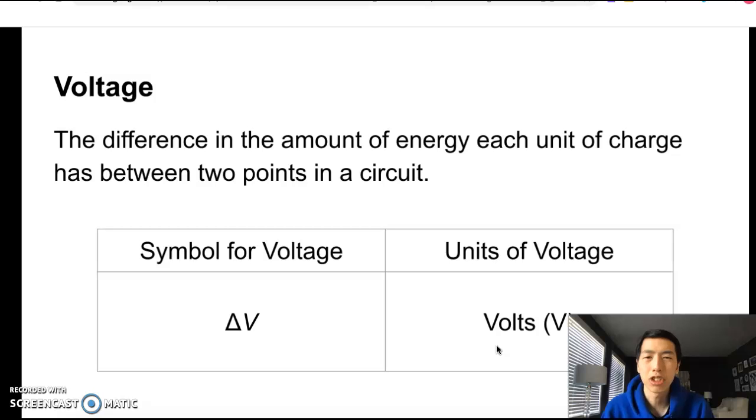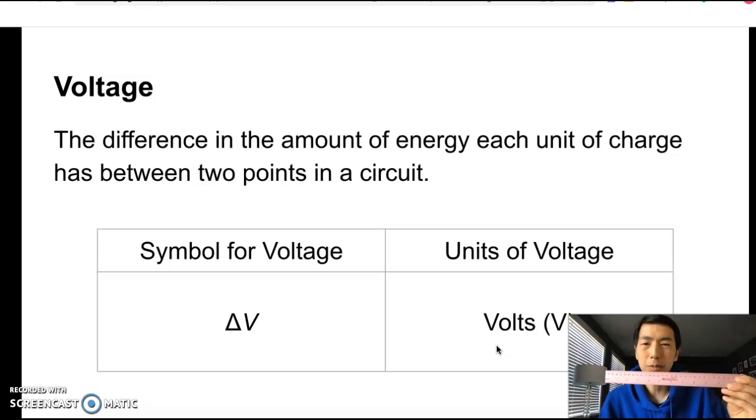So the analogy would be lengths, for example. I would use a ruler to measure the length of something. Okay, and my symbol for length would be L. And the units of measurement for length would be centimeters, or cm. Okay, so you may know some symbols and units for things you may have studied in math, like length, or volume, or area. Now we need to learn the symbols and units for electricity as well. So the first one is voltage. Symbol is delta V, and it's measured in volts. The symbol for volts is V.